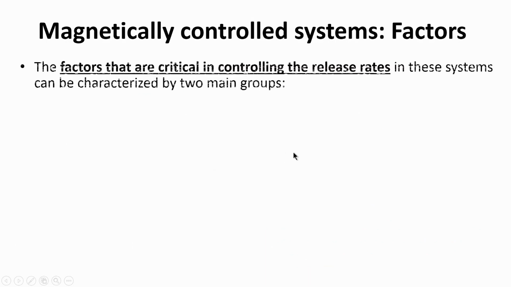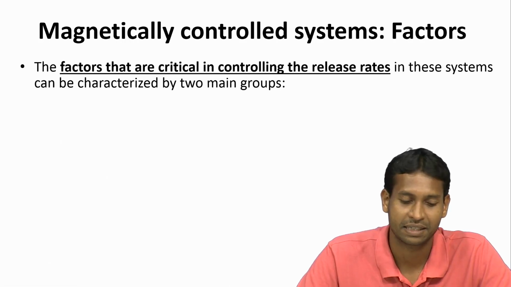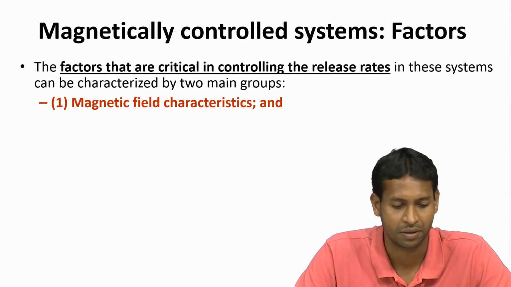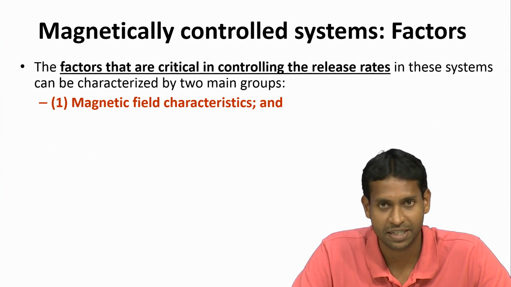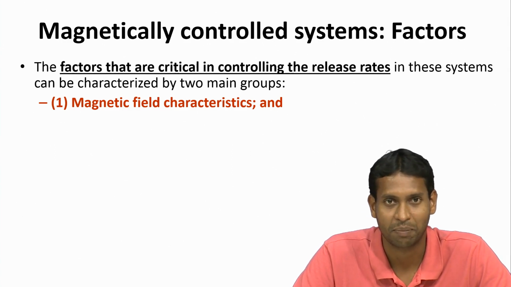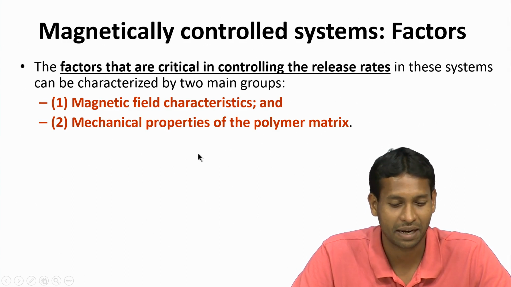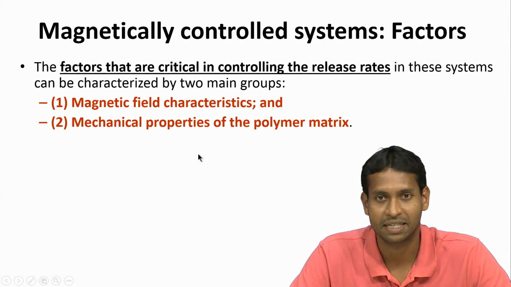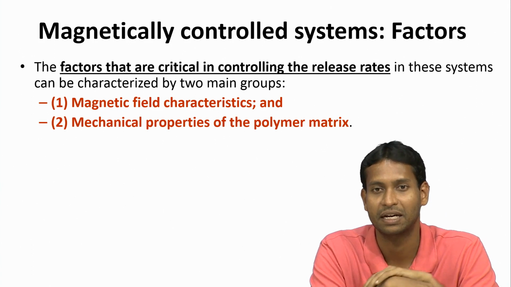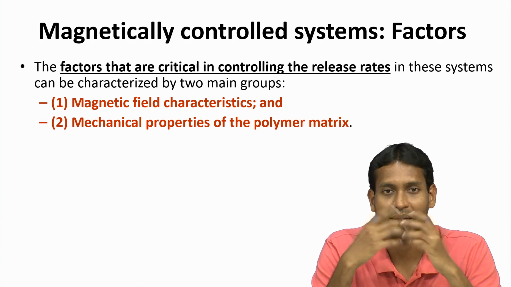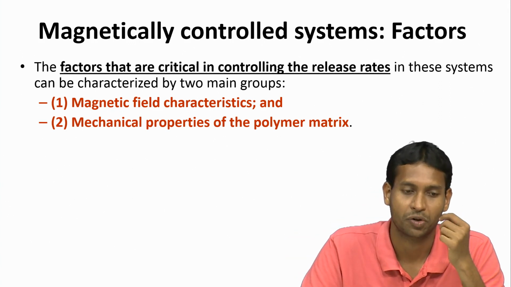So, what are the different factors which control this magnetic system? The factors that are responsible can basically be categorized into two main groups. One is the magnetic field characteristics: what type of magnetic field we are applying, how long, and all that. Another is the mechanical properties of the polymer matrix. As I said, this is physically disrupting the polymer matrix by movement, so the mechanical properties of the polymer matrix will also play an important role.